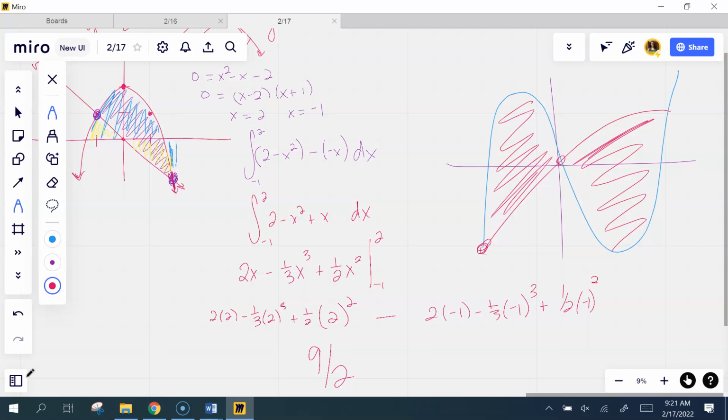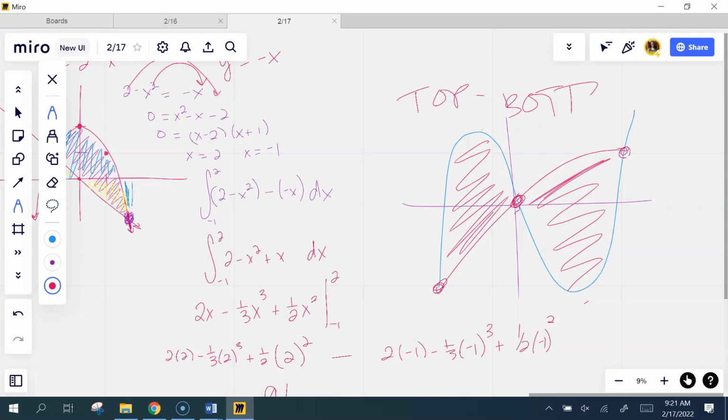You'll go from here to here with the blue minus the pink, and then you'll go from here to here, pink minus blue. That's because they switch which function's on top. It's always got to be top minus bottom. So if your top and your bottom switch places at any point, you've got to split that integral up. Here it's on top, but here it's on bottom. Switched up.